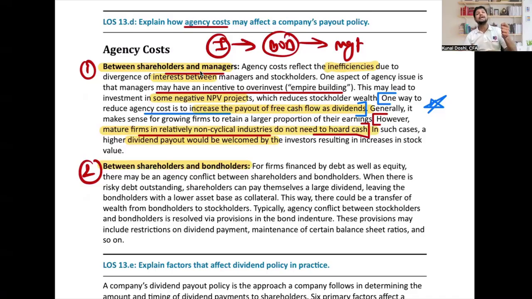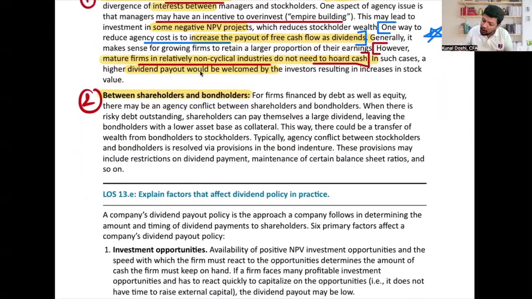So, to avoid agency conflict, companies also declare dividends. Understood? Between bondholders and shareholders, debt holders don't want the company to pay dividends at the cost of the bondholders' interest not being paid. So there's always a conflict: the shareholders want more dividends and want to take more risks, while bondholders don't want to take risk and don't want a large dividend payout. Bondholders don't want the company to take excessive risk or make large dividend payouts.